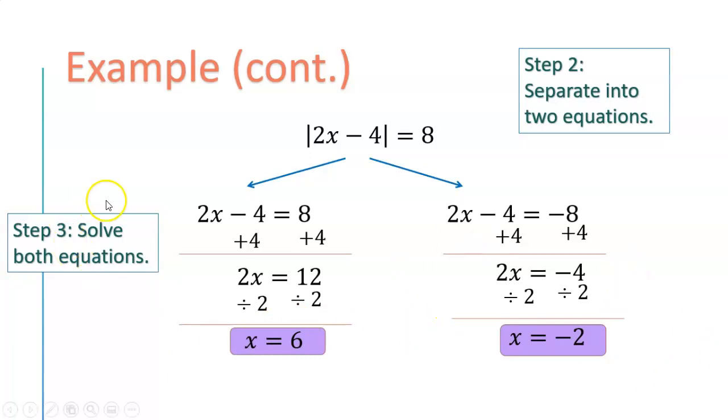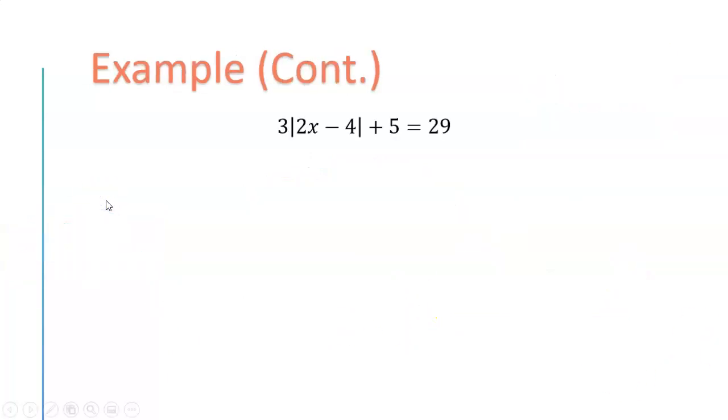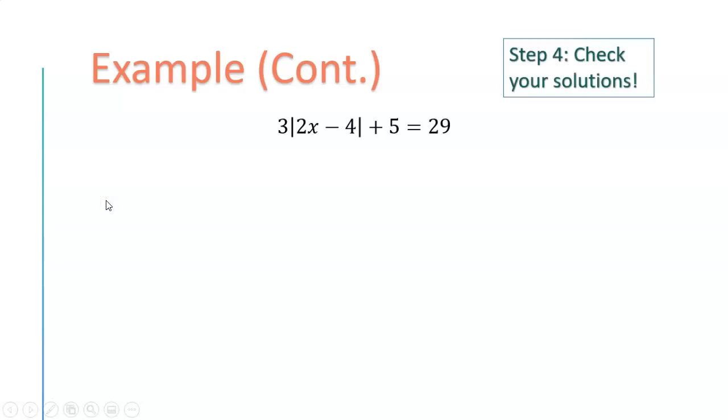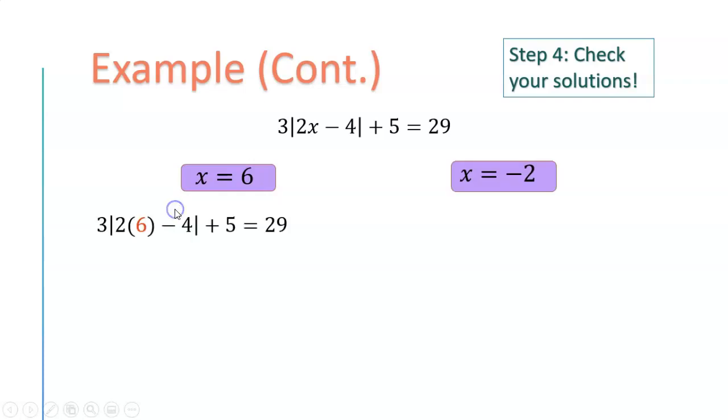The last step is to just check that those solutions actually make the equation true. In order to do that, you are going to substitute each variable into the original problem and check to make sure that it works. So my two solutions were x equals 6 and x equals negative 2. I'm going to substitute 6 for x in the original problem, and then I'm going to just solve that problem.